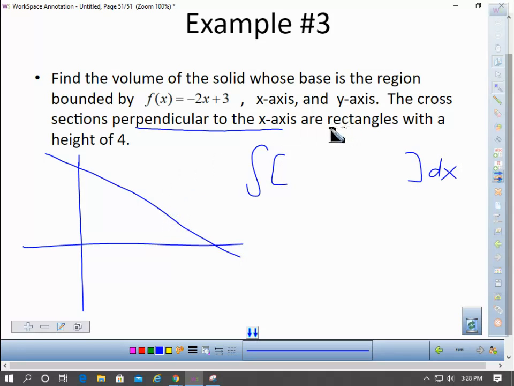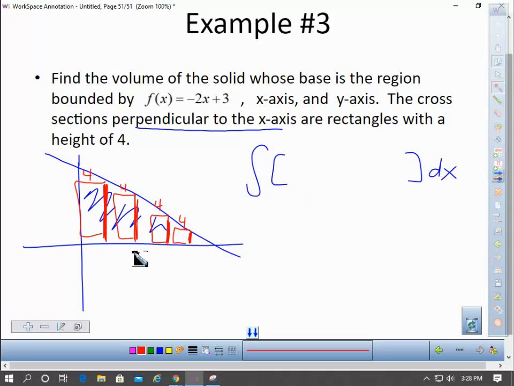So this time I'm putting perpendicular to the x-axis. I'm going to do rectangles. So on this shape, I'm going to build rectangles perpendicular to the x-axis. And my rectangles are going to have a height of 4. So everybody that gets put on here has a height of 4. So we're doing rectangles. Rectangles are being built on here. But all the rectangles have a height of 4.